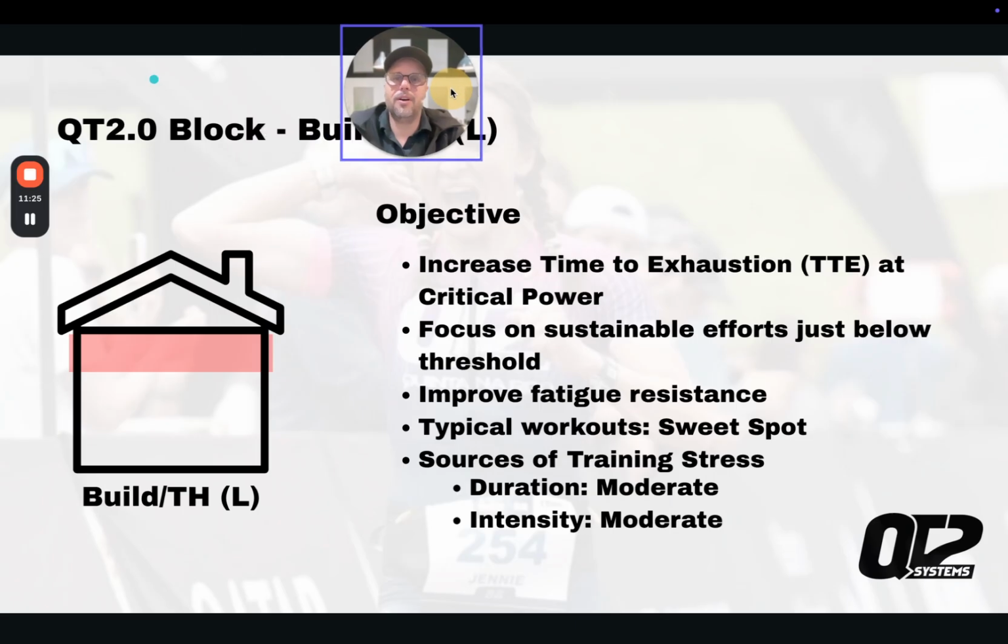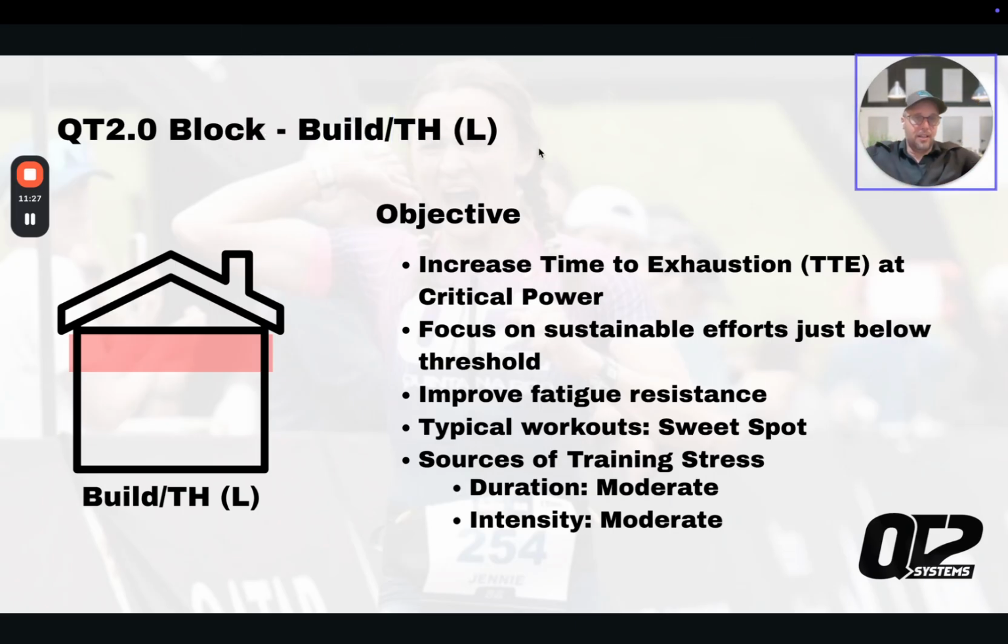Next up, we have our build threshold lengthening training block. In this case, we want to increase our time to exhaustion, TTE, at or just below critical power. Focus on sustainable efforts just below threshold. Improve fatigue resistance. Typical kinds of workouts will be sweet spot intervals that grow in length over time. And our sources of training stress: duration will be moderate, intensity will be moderate.